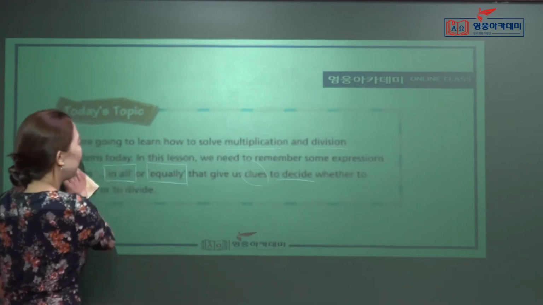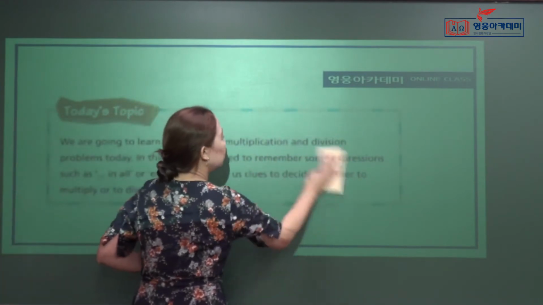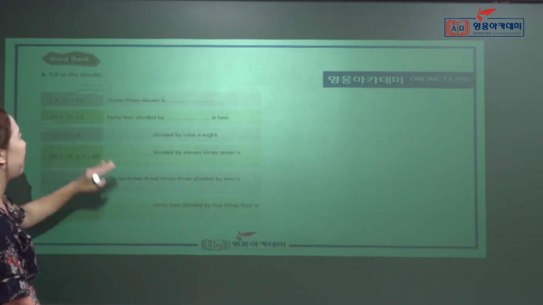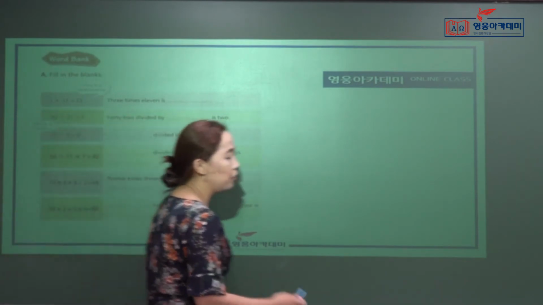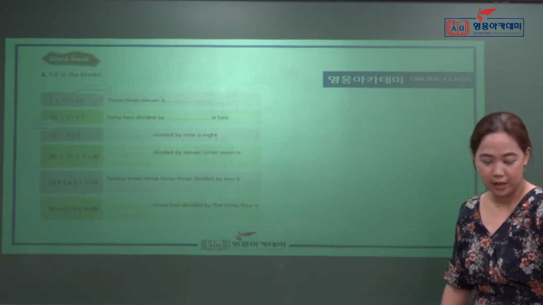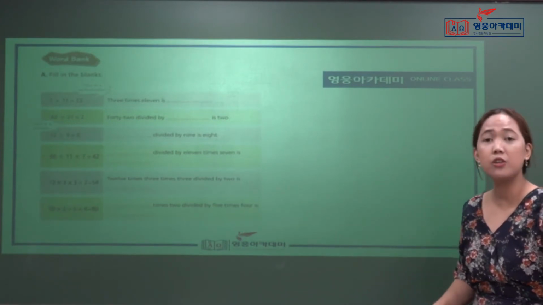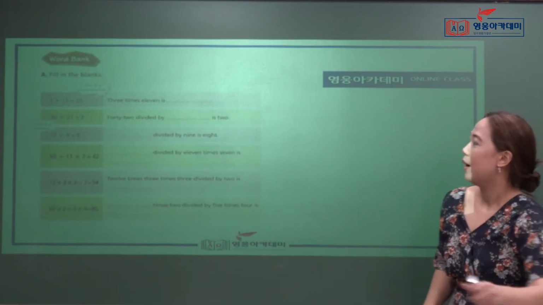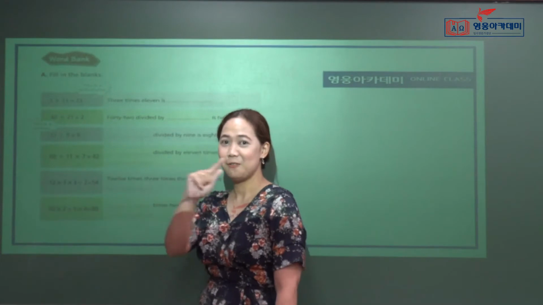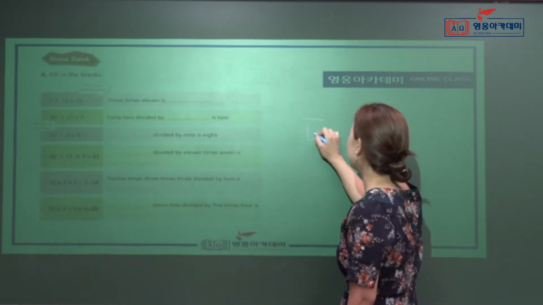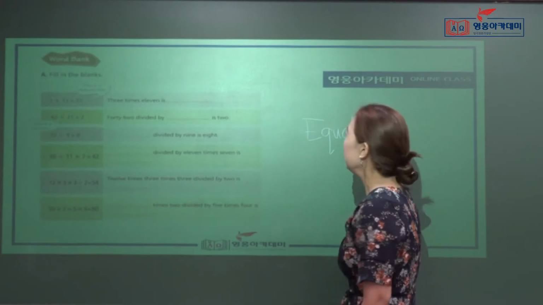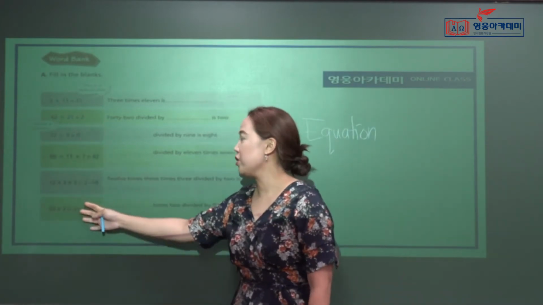All right, now, the word bank, all right? Here in the word bank, are you guys following me? Okay, that's at the bottom of page 127. All right, here there are, what do you call this again? Do you remember? Very good. We call them equation.